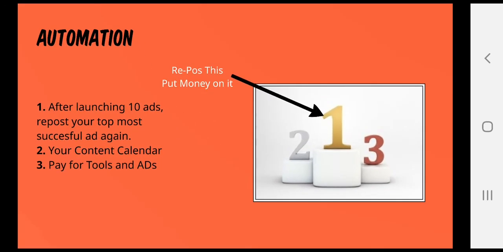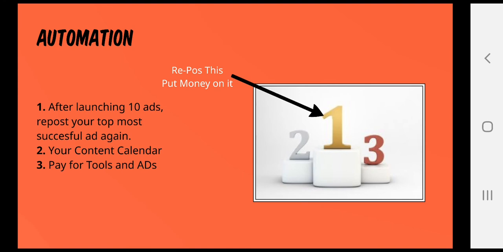And then automation. What we want you to do is after you've made this work, after you've got some posts that are really working, let's say you've got 10 that are working really well, after launching 10 ads or 10 posts, repost your top successful one again. Then with your content calendar, out of the posts that you've done, pick maybe, if you've done like 100 posts and only 10 have really stood out, reschedule those 10 most popular posts. They've worked before and they will work again. The ones that didn't work in the past also won't work in the future.